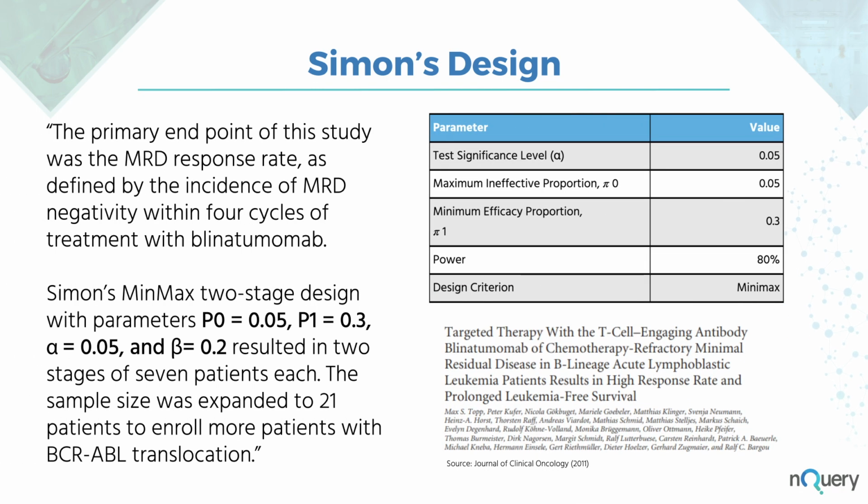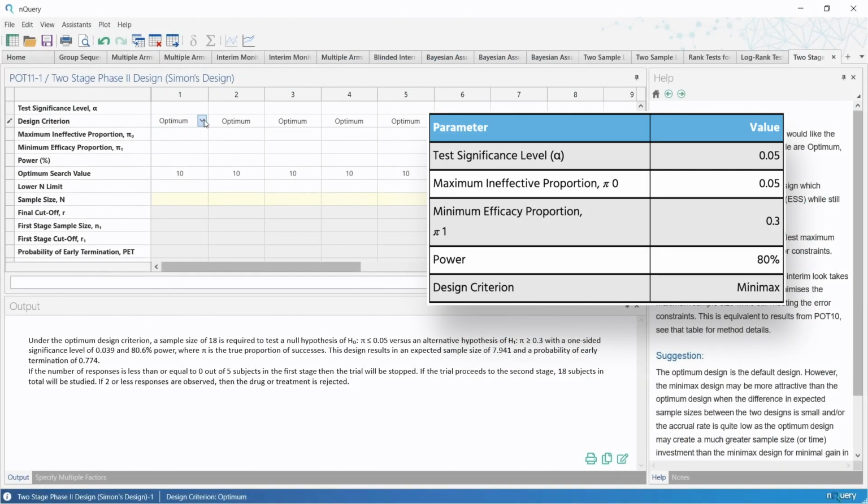In this particular study, the researchers had assumed that they were going to use the min-max criterion. So we'll select that from the design criterion row here. You will notice there that we can use the optimum, min-max, or we can see the equivalent sample size for a single stage design using the exact proportions test.